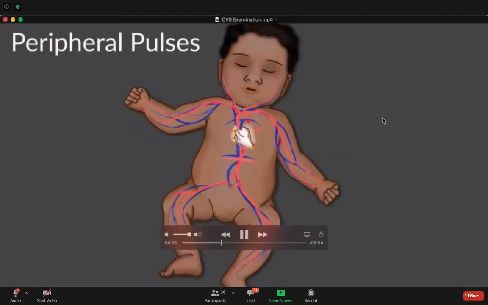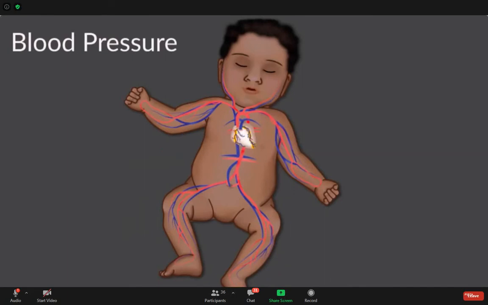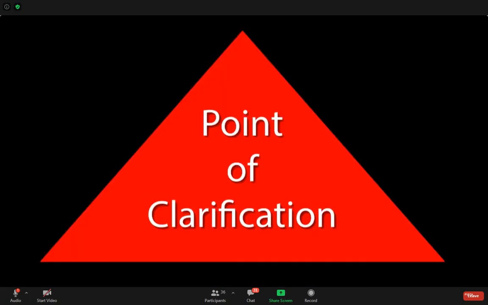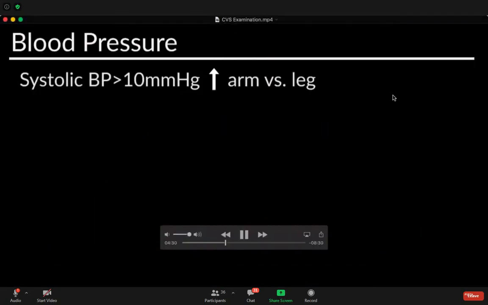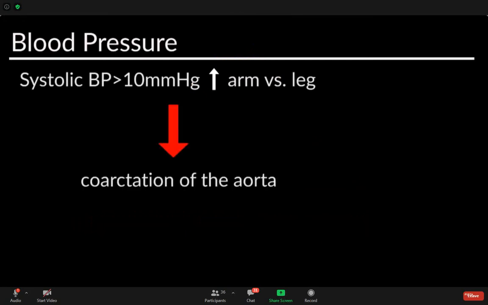Then you're going to turn to peripheral pulses. In an infant, it's going to be really important to feel for the upper brachial pulse and the lower femoral pulses. And note, are they bounding or is there a difference between the upper and lower pulses? In addition, you're going to want to, at this point, turn to the blood pressure, which should in an infant or young child have been taken in both an upper extremity and a lower one to make sure that there's no gradient. Point of clarification. A systolic blood pressure measurement of greater than 10 millimeters of mercury higher in the arm than the leg may signify the presence of a coarctation of the aorta.